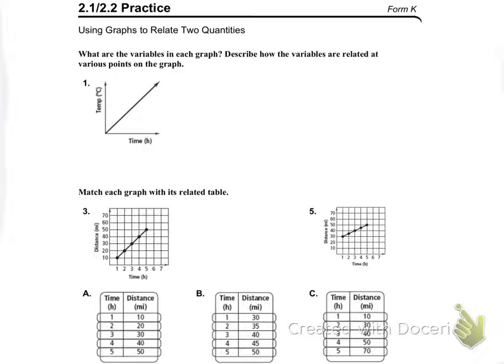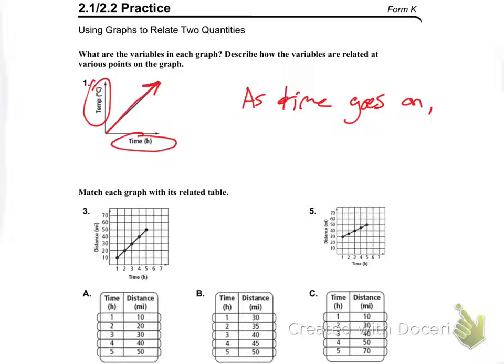All right, so for the first one, what are the variables in each graph? Describe how the variables are related at various points on the graph. So our two variables are temperature and time. Because we look at this line right here, we can see both of them are increasing. So as time goes on, the temperature increases.